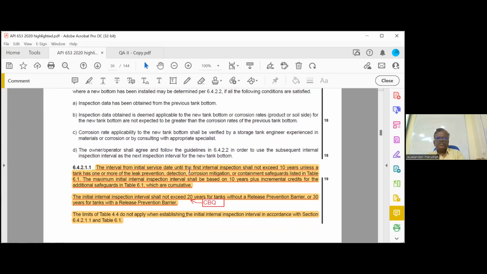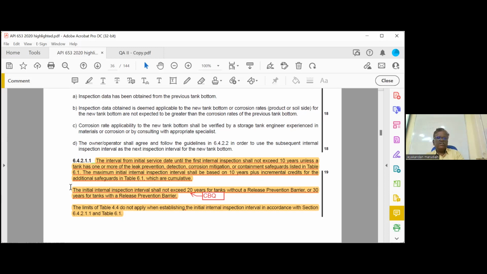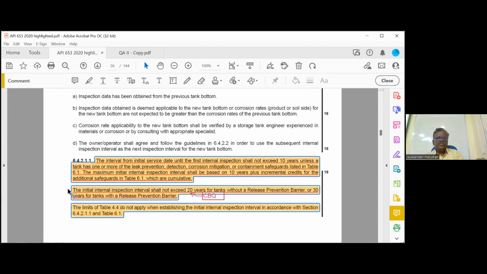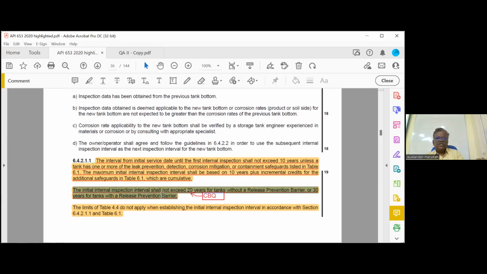The interval from initial service date until the first inspection shall not exceed 10 years unless a tank has one or more leak prevention, detection, corrosion mitigation, or containment safeguards listed in 6.1. So generally 10 years, first one. The maximum initial inspection interval shall be based on the 10 years plus the increment levels, which are cumulative. And this one is very important. The initial internal inspection interval shall not exceed 20 years for tanks without release prevention barrier and 30 years for tanks with the release prevention barrier.